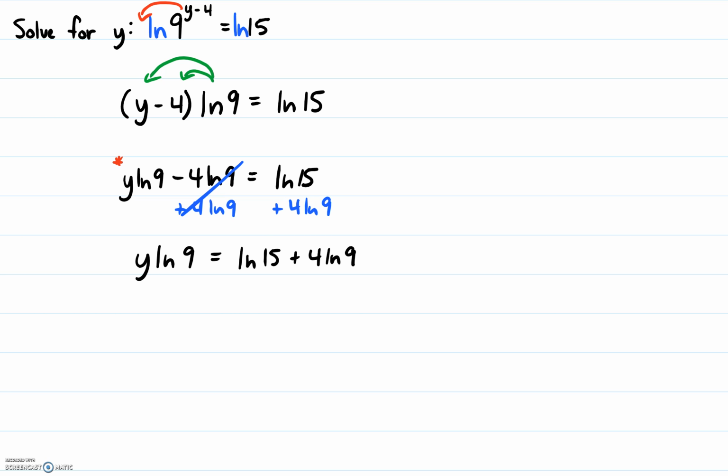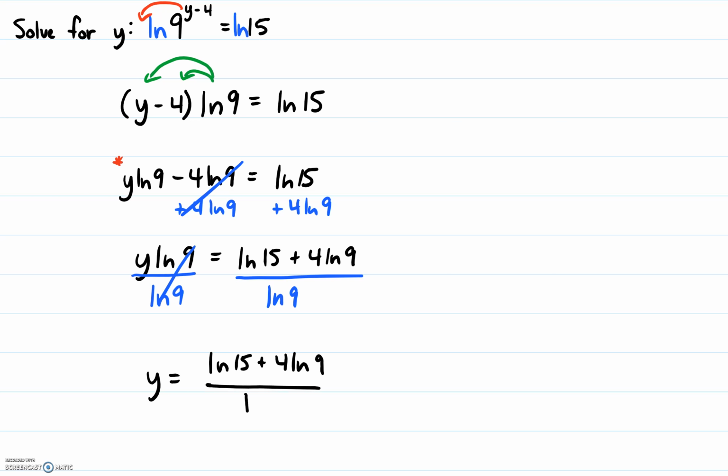Now the only thing keeping us from having y completely by itself is that it's being multiplied by the natural log of 9, which is just a number. And so we can divide both sides of this equation by the natural log of 9. And that's going to give us our answer. So y is equal to the natural log of 15 plus 4 times the natural log of 9, divided by the natural log of 9. And that's going to be our answer.